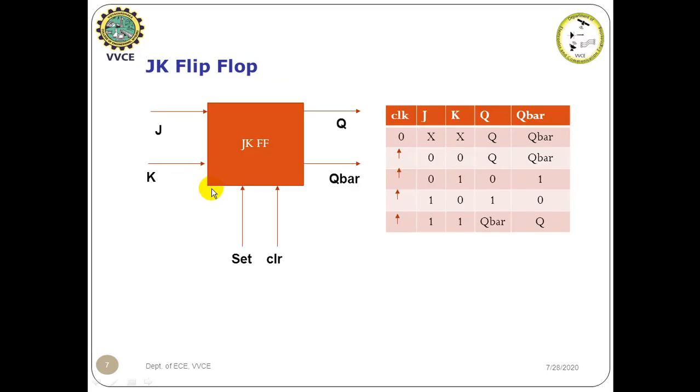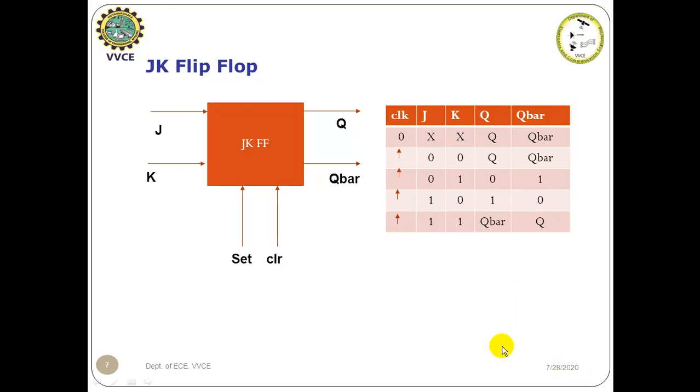Similarly, I can repeat the same procedure for the JK flip-flop. You can observe that a JK flip-flop contains two inputs J and K. These are purely scalar quantities. I can combine them to form a vector quantity. Since the objective is to obtain Q and Q bar output, I am using set and clear as my control signals or control inputs to my JK flip-flop.